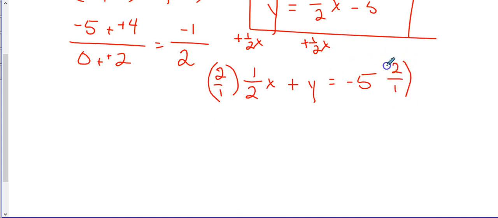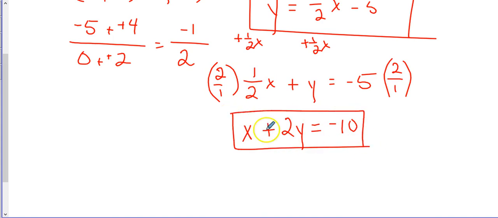And I don't have to put a 2/1 there, but I will. Multiply both sides through by 2/1. So if I multiply 1/2 times 2, I get 1. So that's just x. 2 times y is 2y. And then negative 5 times 2 is negative 10. Okay, so see, I have a 2 and a 10 that I could divide both of them by 2. But I don't want to do that because if I did that, I would end up with that fraction again. So this is my standard form here.